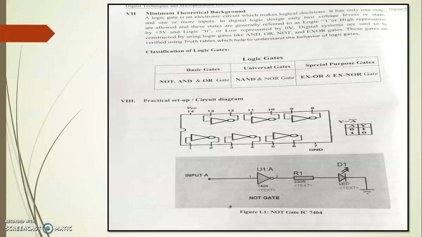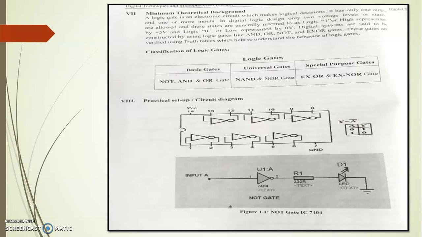You can see, and what is the truth table? That is Y equals A bar. That means in place of 0 you have to write 1. Where there is a 1 you have to write a 0. You have to write the reverse of that. If there is a 0 you have to write 1. If there is 1 you have to write 0.